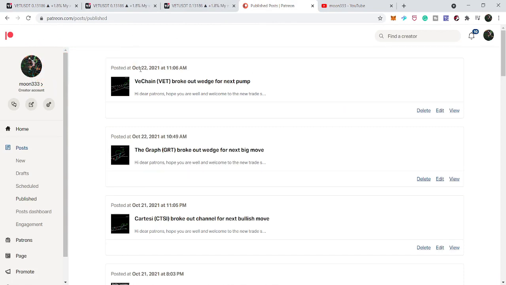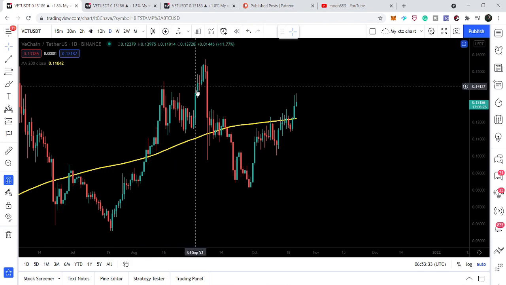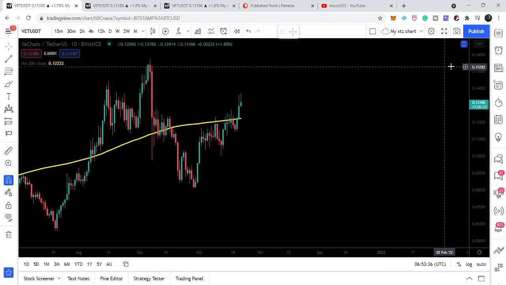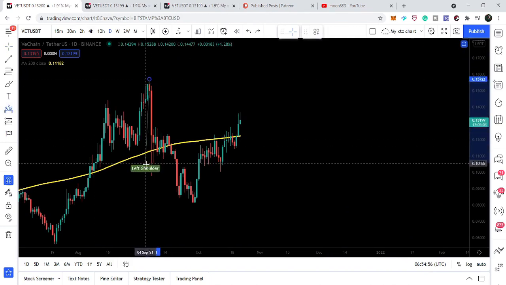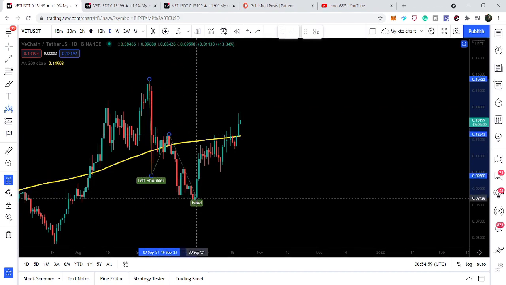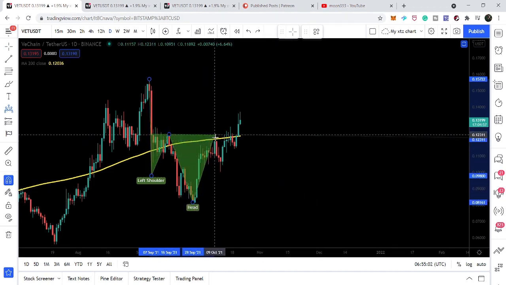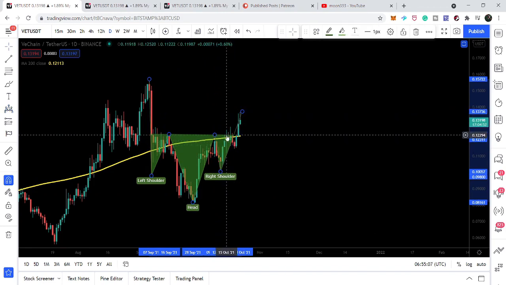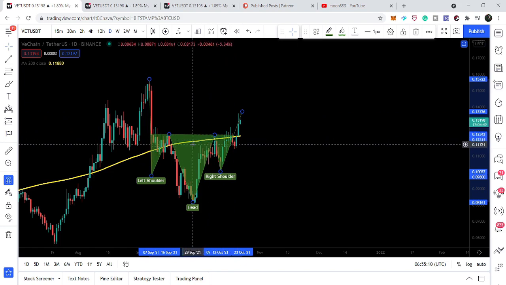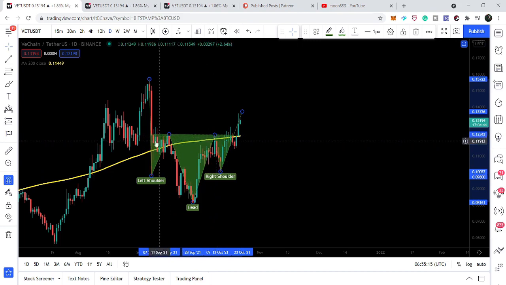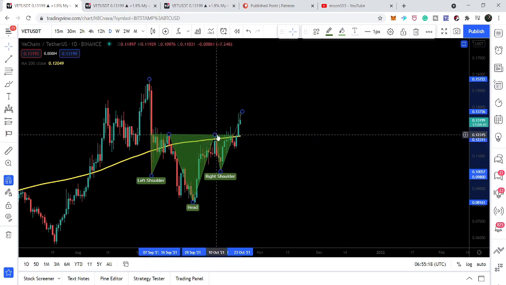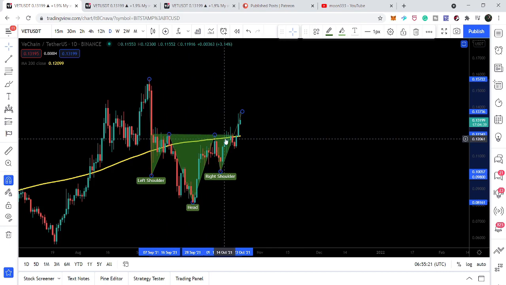First of all, let me show you the first pattern, and that is an inverse head and shoulder that the price line has formed on the daily time frame. And this is the left shoulder, and then we have the head of the pattern, and this is the right shoulder of this head and shoulder pattern. And you can see that the price line has broken out the neckline of this head and shoulder, and at the same time the price line has also broken out this 200 daily simple moving average as well, this yellow line. So we had two resistance levels at the same time, the 200 simple moving average and also this neckline of the head and shoulder.